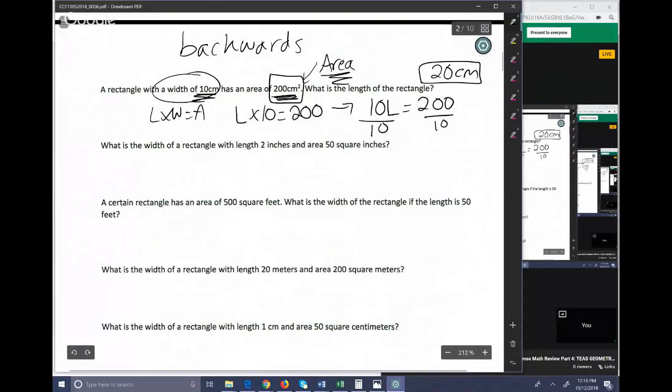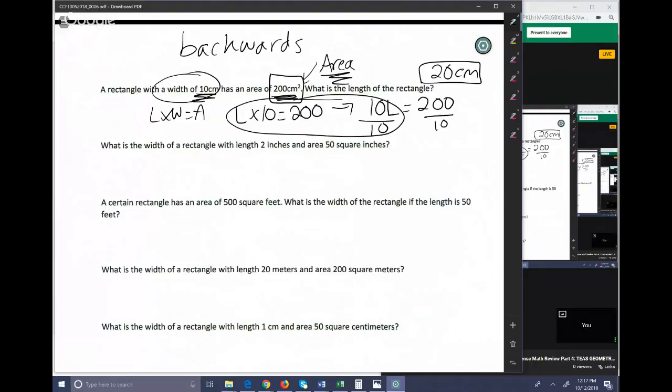You don't have to do this as like an algebraic equation. If it makes sense to you that you just take the number that's area and you just divide that by the other number that you have, you don't need to get fancy and set up a whole equation.